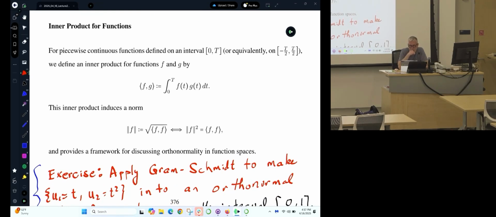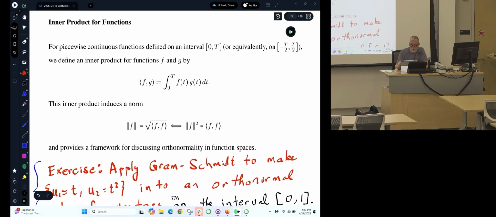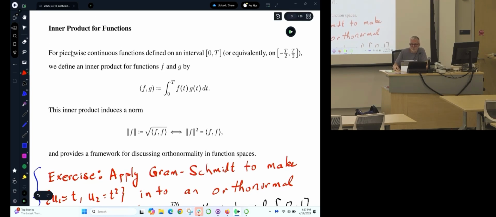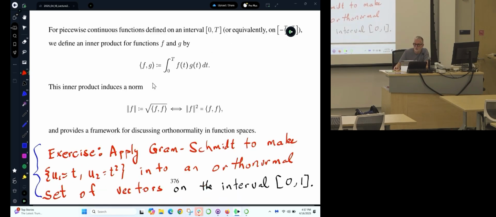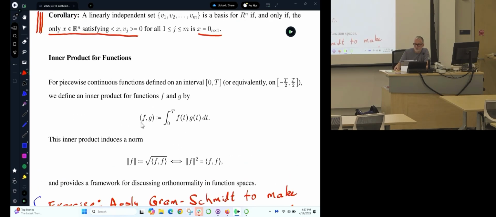Okay, so now we're going to do something a little bit more general. We're going to define an inner product on functions using an integral. We'll just take piecewise continuous functions so we know how to integrate those with Riemann. I'll assume it's on 0 to T, but it could be minus T over 2 to T over 2, where T is the period of our periodic function in a little bit. I'm going to define an inner product of two functions as the integral from 0 to T of f of t, g of t, dt.